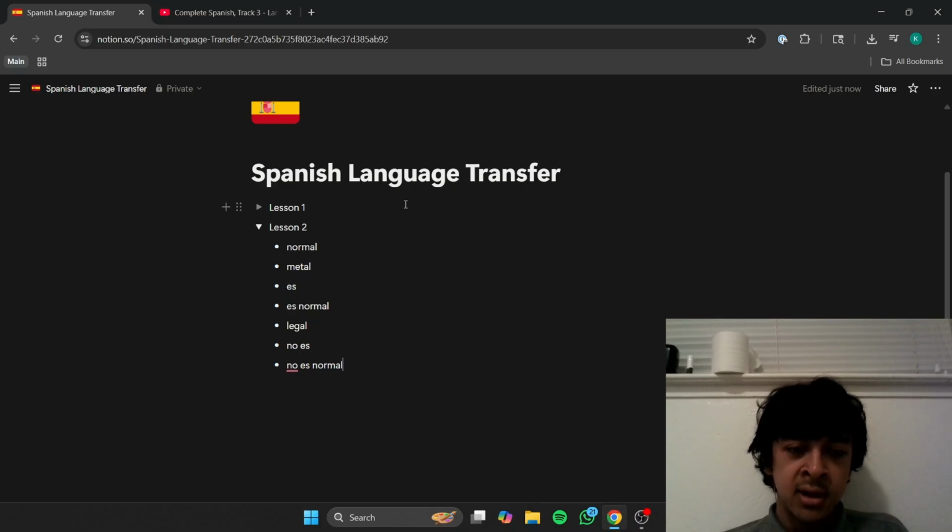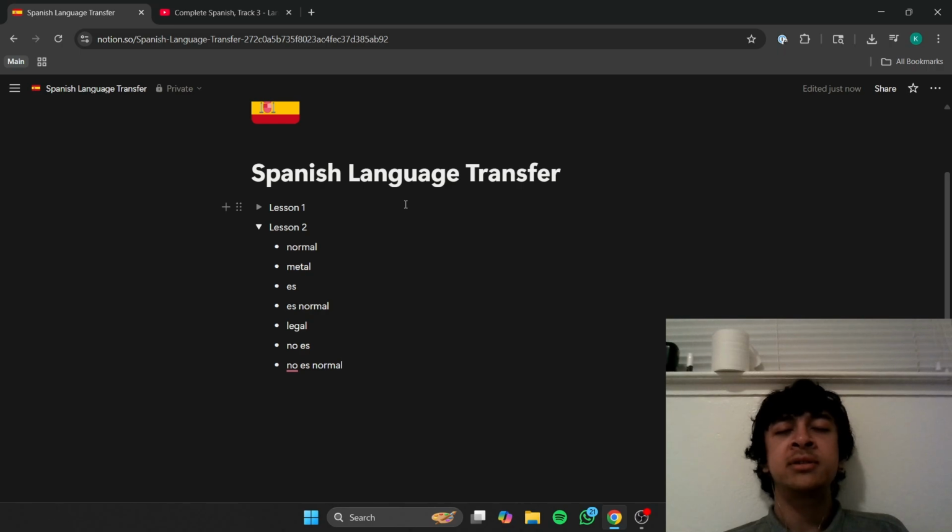What we learned today was that words that end in al in English, a lot of them, can be converted to Spanish. They just have to be pronounced properly in Spanish, not like in English. So for example, legal is a word in English, and there's also a word in Spanish, legal, but it's pronounced differently.